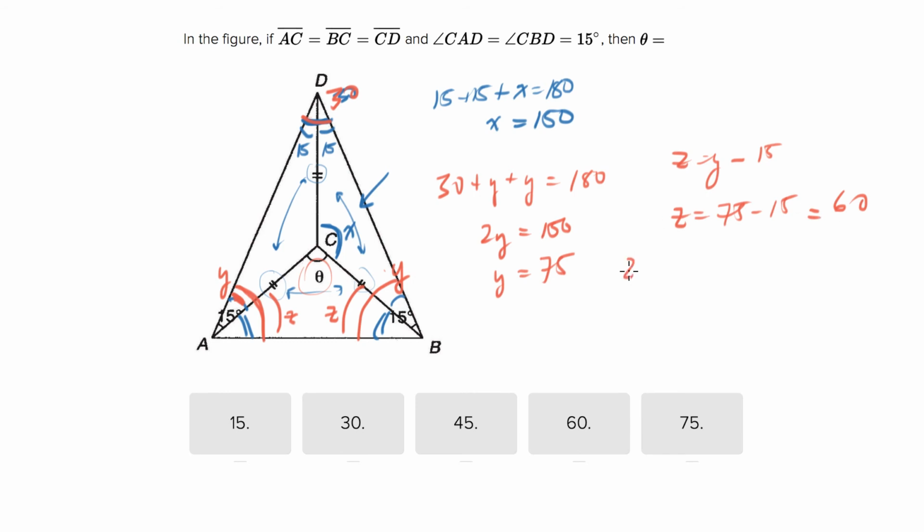And of course, z plus theta, again, we're going to do the bottom triangle now, equals 180. So 60 plus theta equals 180. So theta, turns out, this whole thing, the whole time, was an equilateral triangle. Surprise, surprise.